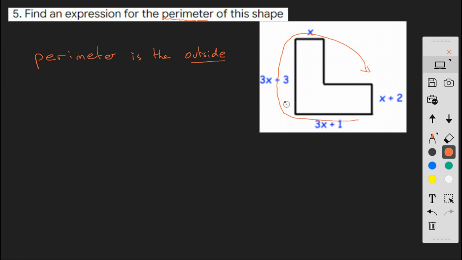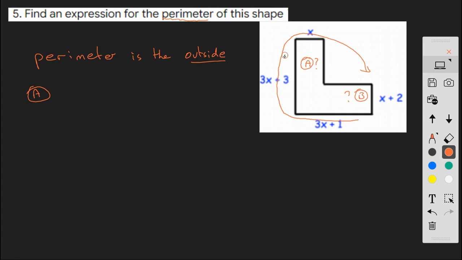So we need to add these lengths together, and we need to make sure that we include all of the outside. And as you can see, we are missing 2 bits of the outside. So our first exercise has got to be to work out what these missing bits are. So I'm going to do this one first and then this one second. So let's see how we go about this.